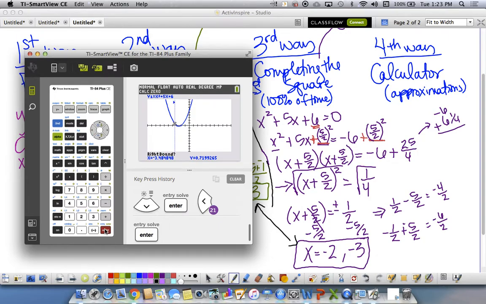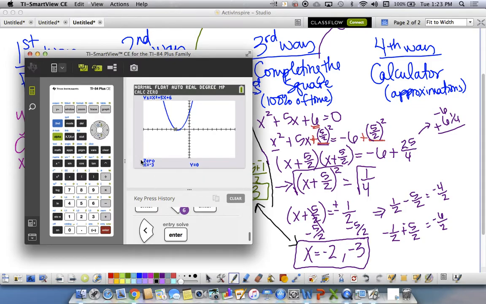And then it says, what is the right bound? And so I'm going to go to the right of where it crosses. Now, am I going to cross all the way over here? No, because there's multiple zeros. I'm just going to go to where it goes below. I'm going to hit enter. And it asks me, do you have a guess? You can move the cursor, but you don't have to. You can just simply hit enter. And it takes me to that zero. X equals what? -3. X is -3 when y is 0. We have that answer right here.